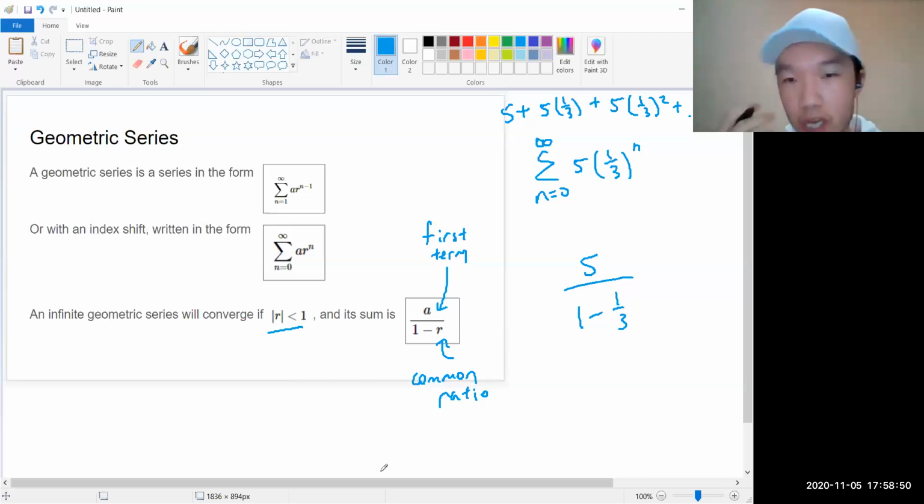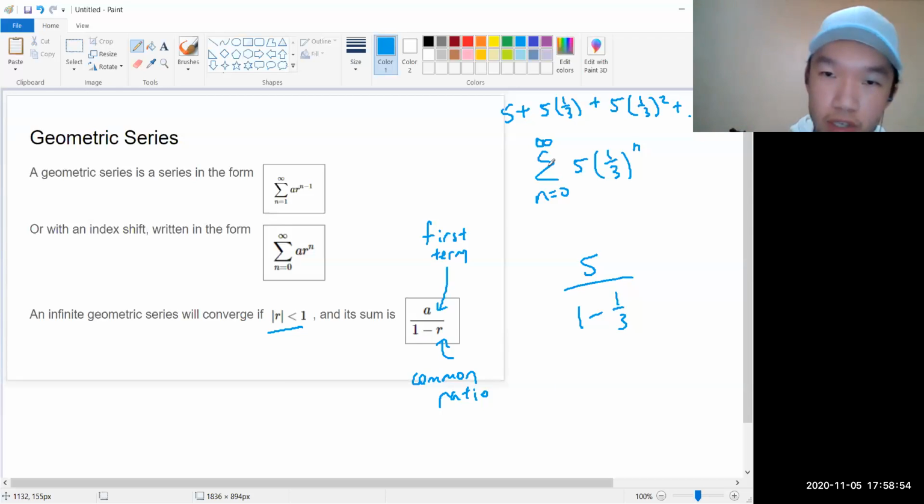And the reason why you need the common ratio to be less than 1 is because if the common ratio was greater than 1, then what happens is the next term is always greater than the previous term. So if you do that, then the sum is never going to be finite. So that's why we need this condition.